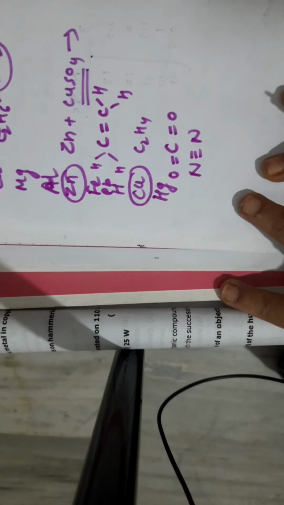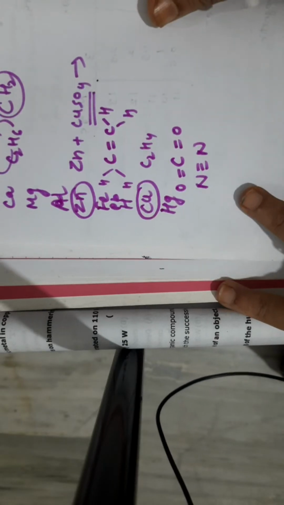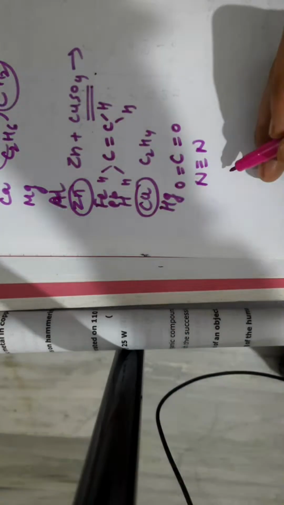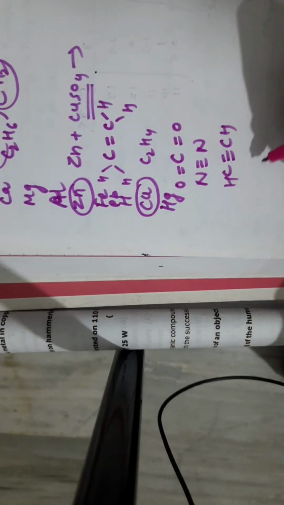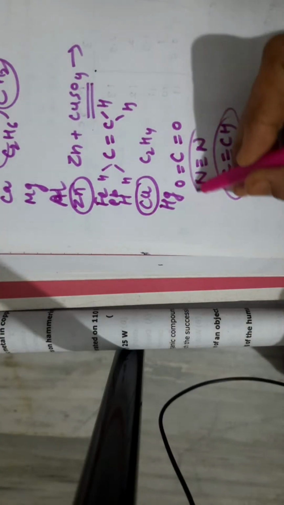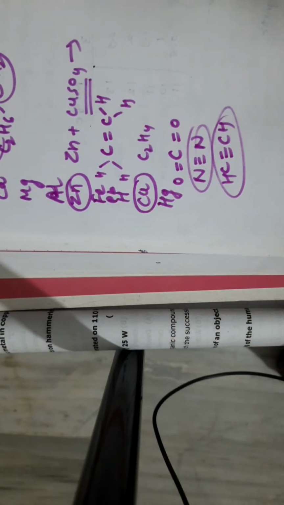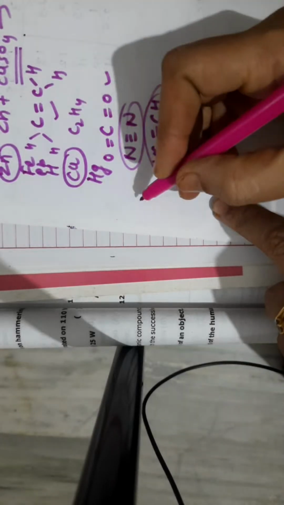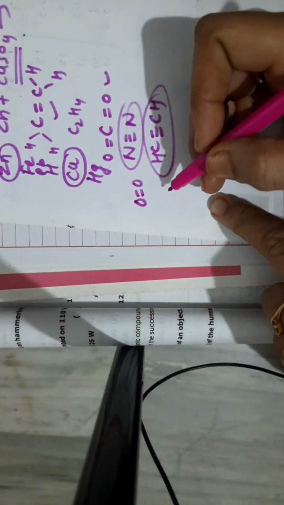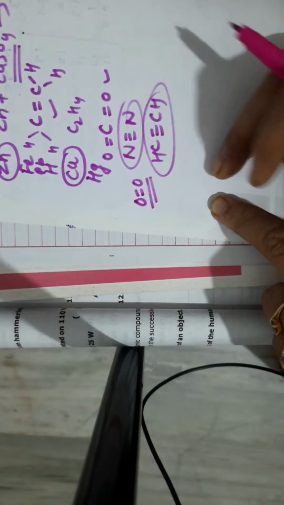Then one more compound was given, ethyne, HC triple bond CH. This is a triple bond, so it will also not come under double bond compounds. In the question it was asked to give examples of double bond compounds. So carbon dioxide and ethene, and the last one was oxygen. Oxygen also has a double bond, O2. So three examples are there which have a double bond.